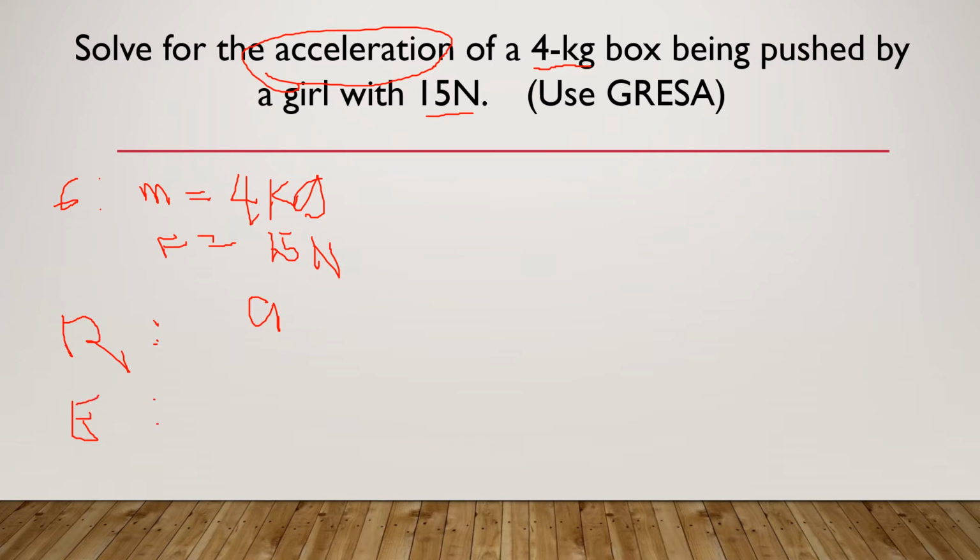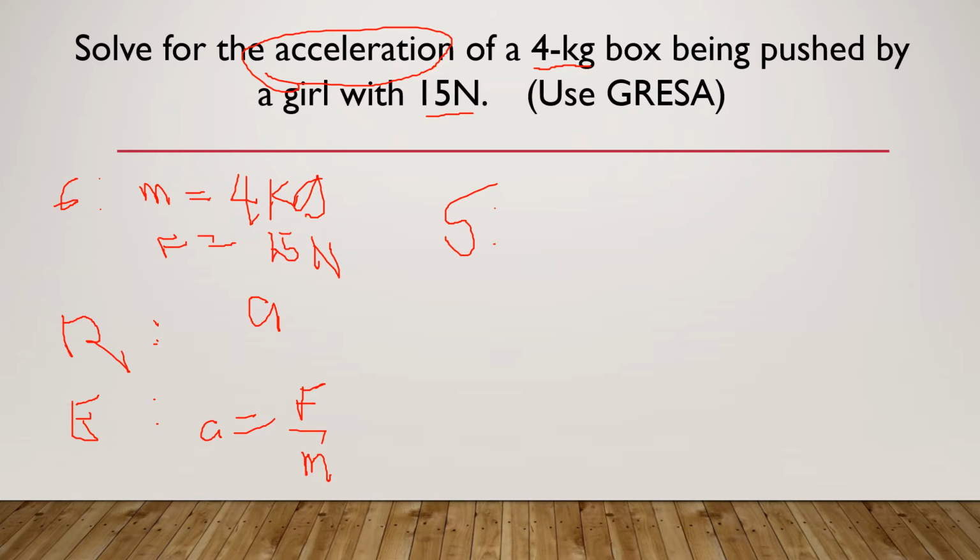So in order for you to get the correct formula, you just need to go back to the triangular formula that I gave a while ago. And we all know that acceleration is equal to force divided by mass. So F over m. Now let us try to solve the given problem.